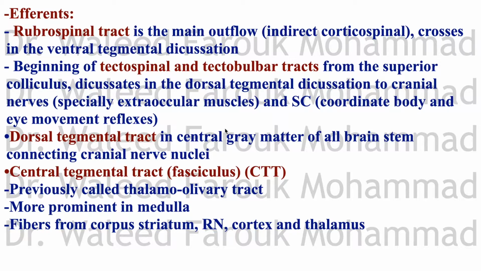Also the efferents beginning of tectospinal and tectobulbar tracts, meaning coming from the tectum, from the superior colliculus to be precise. It decussates in the dorsal tegmental decussation to cranial nerves, especially those of the extraocular muscles, meaning the 3rd, 4th, and 6th cranial nerves, the oculomotor, the trochlear and the abducens nerve, and the spinal cord. They coordinate the body and eye movement reflexes.